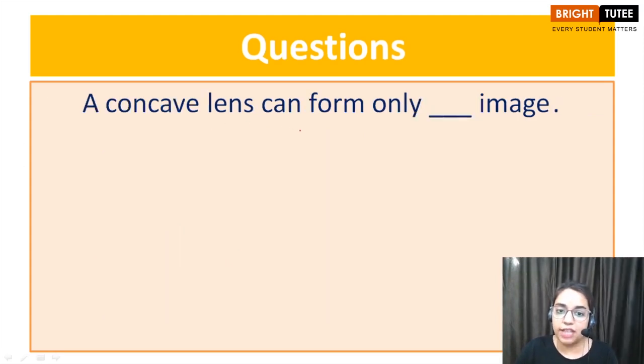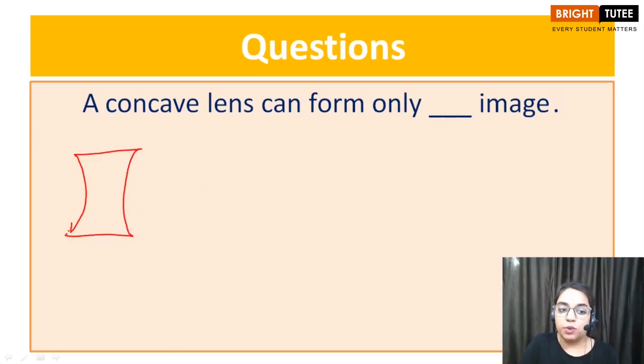A concave lens can form only dash image, and we know that children, a concave lens can form only an image which is virtual. Why?